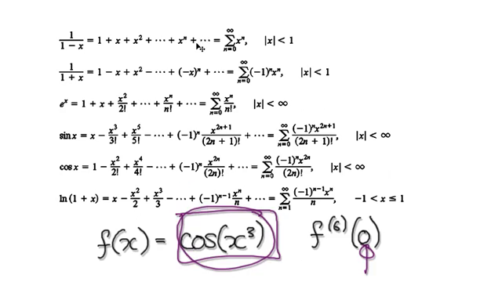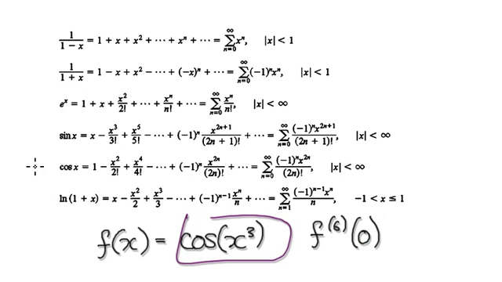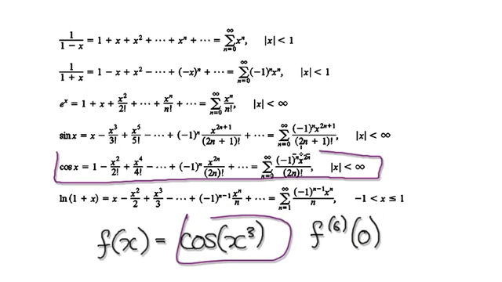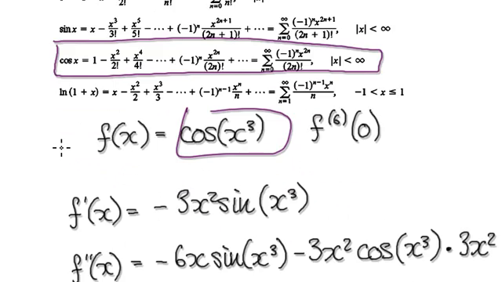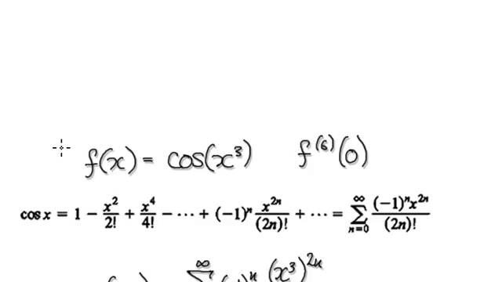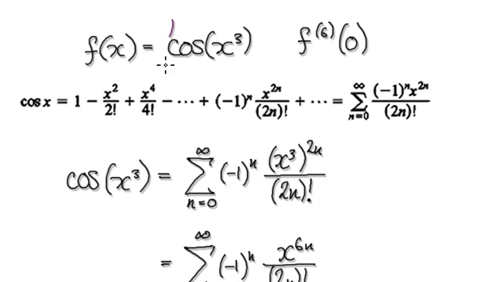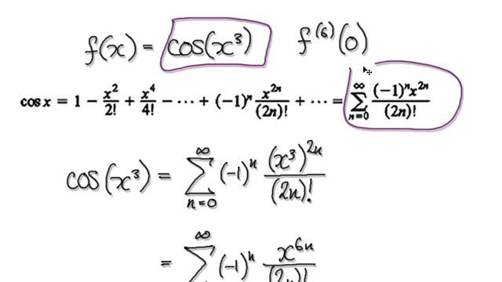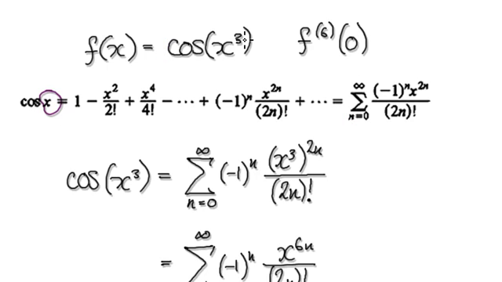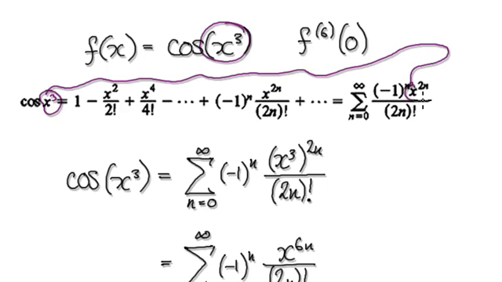So to find the sixth derivative of this evaluated at 0, turn this into a series. So imagine this as being x to the power of 3 here. So you've got to put x to the power 3 into here.